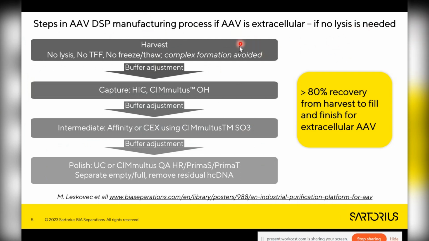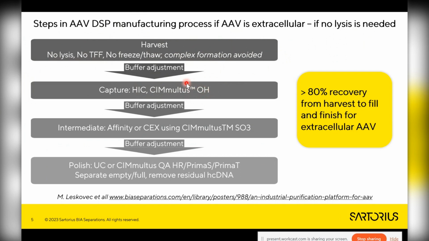Then the process which we suggest will be quite straightforward. Really, you should perform no lysis, no TFF, no freeze thaw before, because with this you avoid the formation of complexes, especially chromatin complexes. So if you have such a sample, you just go to our first column, which is a hydrophilic interaction column, and on this column with the salt, you can perform size separation, not size exclusion, it is size separation. All the proteins, all the DNA will be in the flow through, just particles would bind.